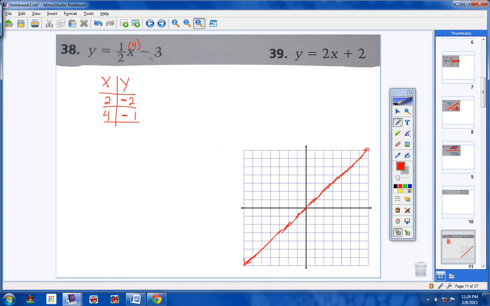So I'm going to plot this line here, and I'm going to plot it in blue. Alright, so 2, -2. 4, -1. That's not a very good line. Alright, here we go.